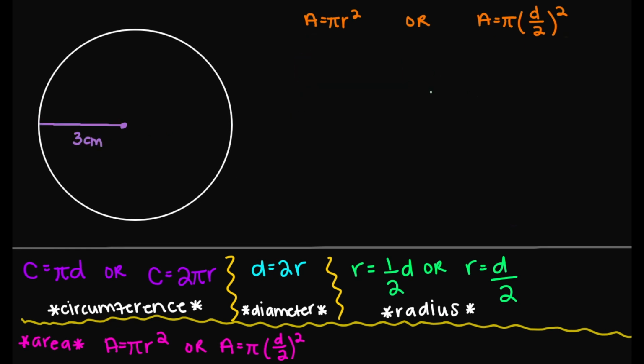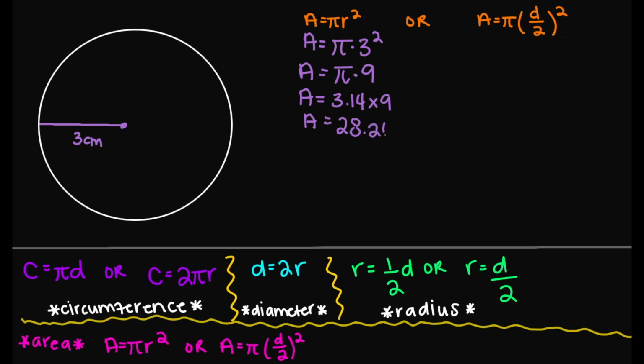Let's look at this example. My radius here is 3 centimeters long. So I'm going to do A equals pi times 3 squared. And then you have pi times 9, since 3 squared is 9. And then we're going to solve. So 3.14 times 9 is going to give you approximately 28.26 centimeters squared.